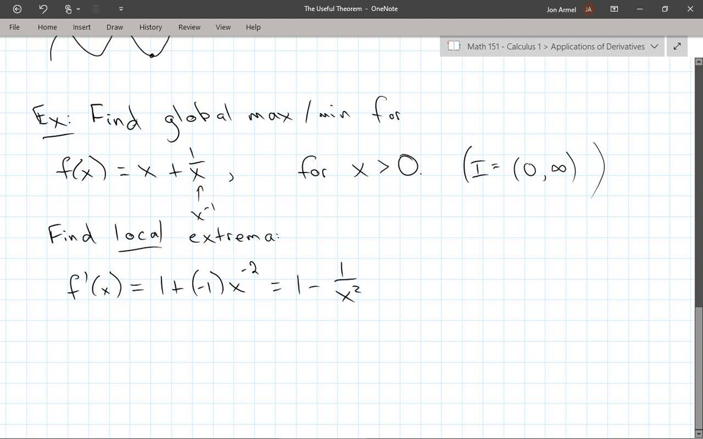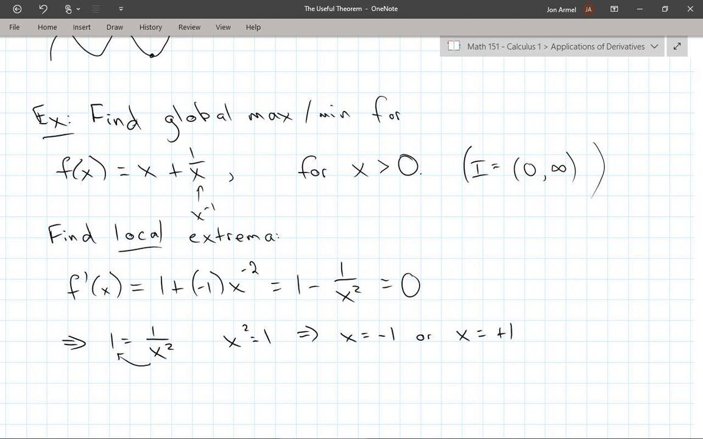Okay, so then we set this equal to 0. And that tells me that 1 equals 1 over x squared, just adding the 1 over x squared to the other side. And then I'm going to multiply that x squared to the left. So I get x squared equals 1. And that tells me that x equals negative 1 or x equals positive 1. Okay, so I've only got 2 critical points for my function. Wonderful, right? Well, no, the useful theorem says I'm only supposed to have 1.